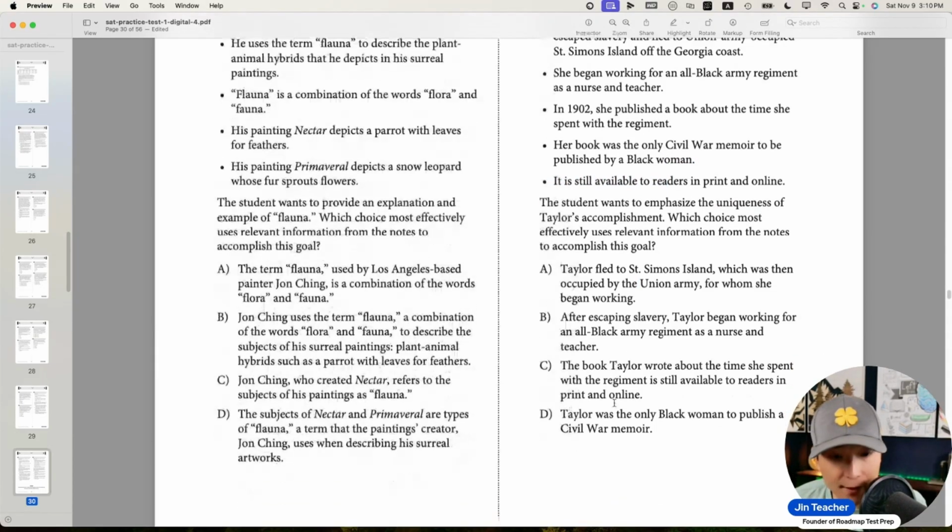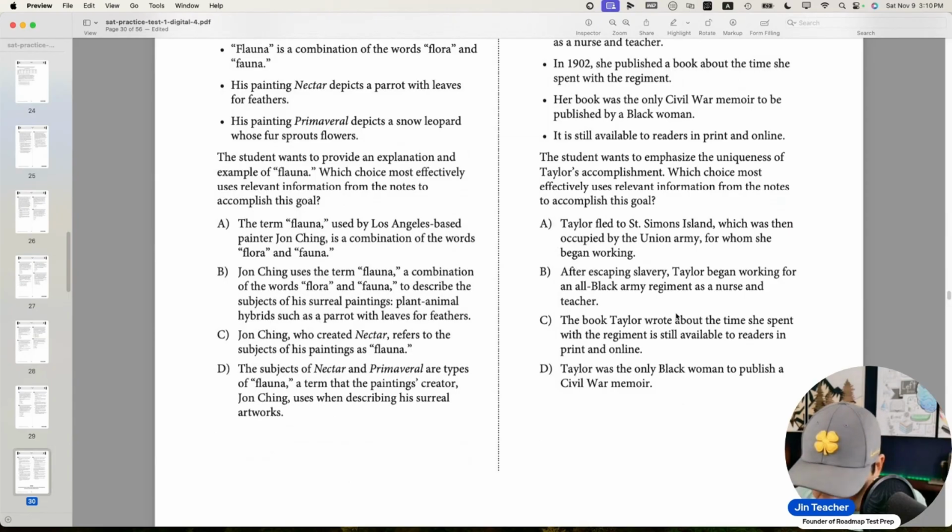B says, after escaping slavery, Taylor began working for an all-Black Army regiment as a nurse and teacher. So again, this is going to be wrong, right? I mean, it just tells us what she did, but do we know how unique it was? Maybe it's an accomplishment, but do we know the uniqueness of the accomplishment? And you might be thinking, again, man, it's really hard, she's got two jobs. She's a nurse and a teacher, right?